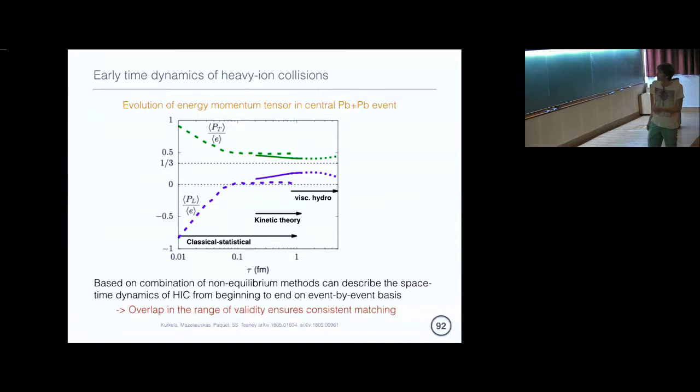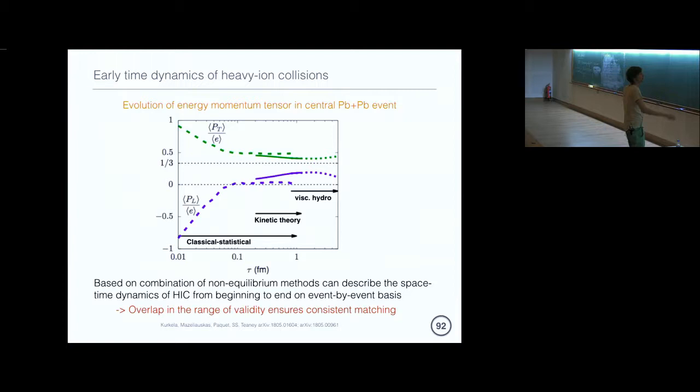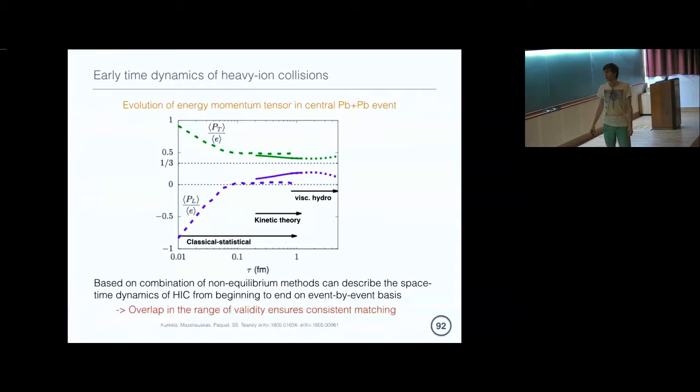So after a time of about a Fermi or so, you can pass from a kinetic description to a viscous hydrodynamic description. Now, it's actually very important that this is viscous hydrodynamics here, not ideal hydrodynamics. Because as you can see, even by the time when hydrodynamics starts to describe this evolution, you still have a pretty sizable asymmetry in the pressures. That's given by the viscous corrections to hydrodynamics, whereas in ideal hydrodynamics both curves would be one third, and you can clearly see that this is not the case.